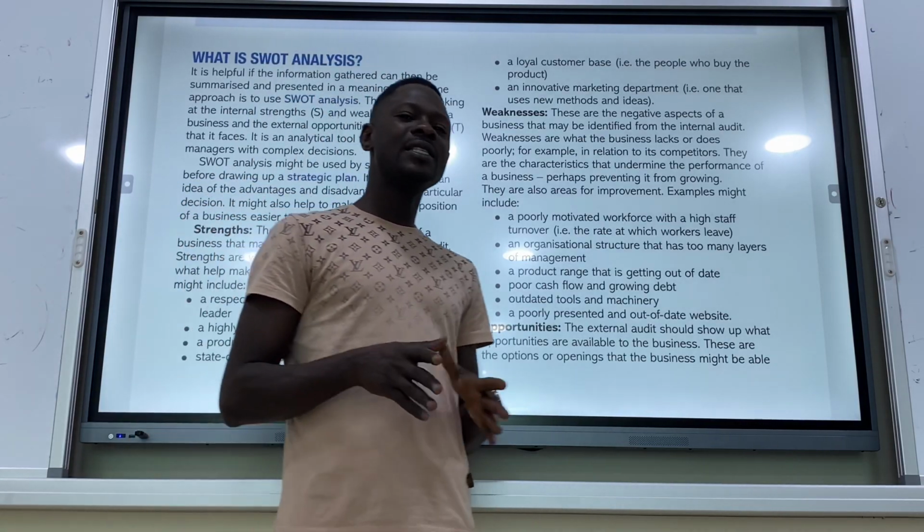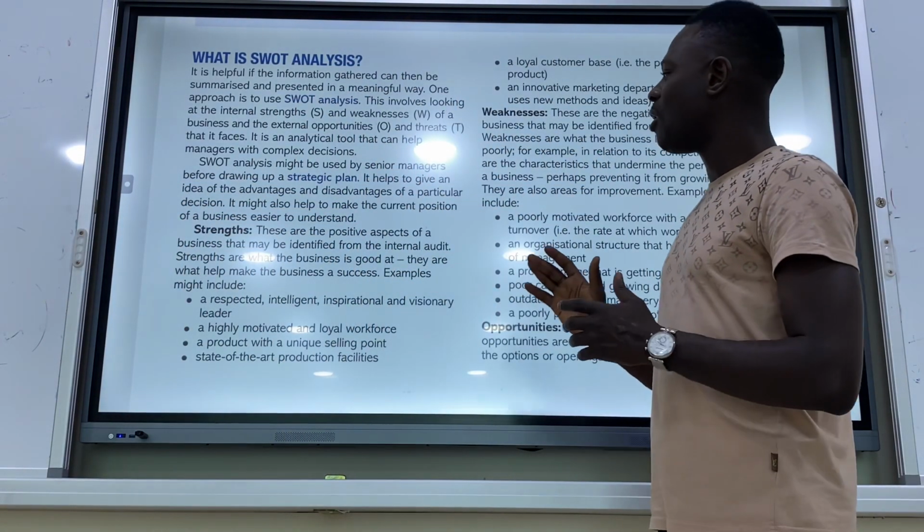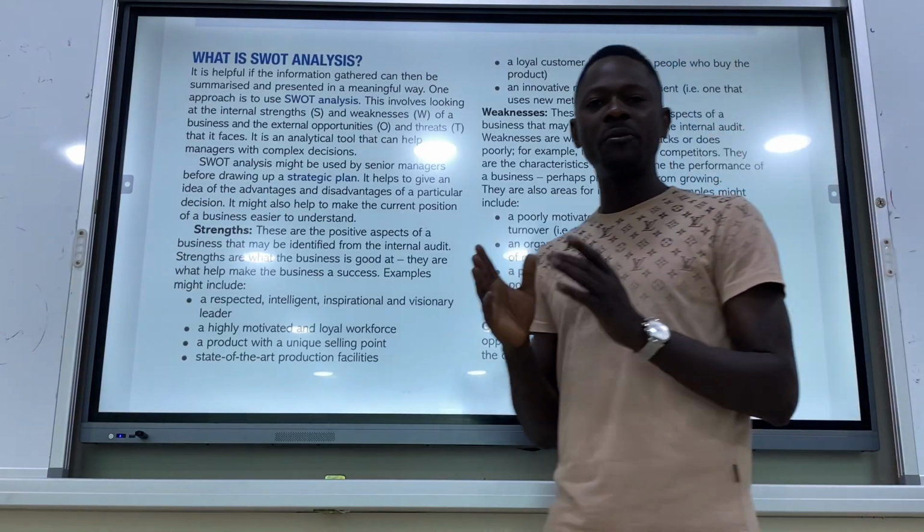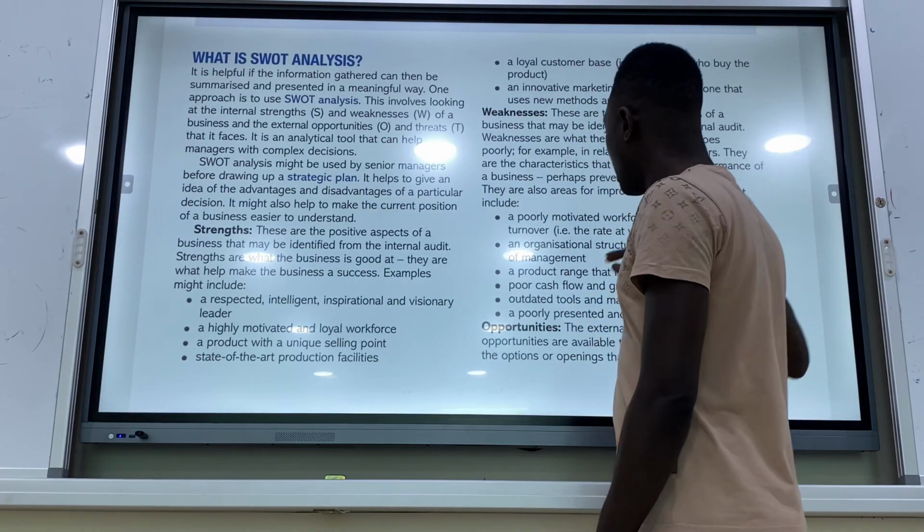So these are weaknesses. These are the strengths and the weaknesses of a business, which can be gathered through information from the internal audit. Now we go to the external audit.